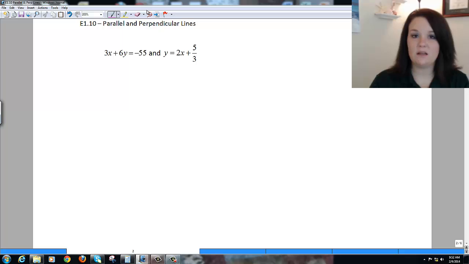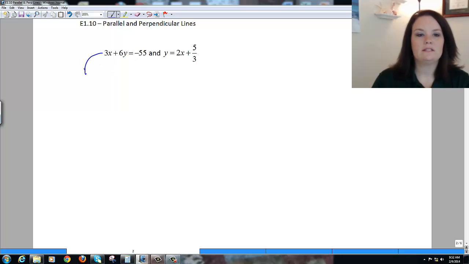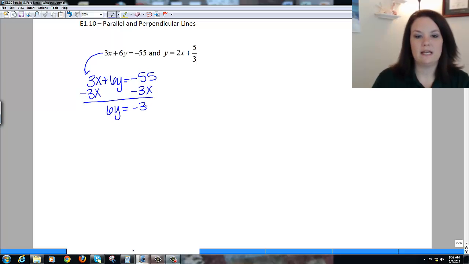All right, I want to do the same thing, determine if they're parallel, perpendicular, or neither. So I have to make sure both of them are solved for y. When I look at this first one, I have 3x plus 6y equals negative 55. So I'm going to move my 3x term to the other side by subtracting. So I get 6y is equal to negative 3x minus 55. And then I'm going to divide off my coefficient of 6 from every term.